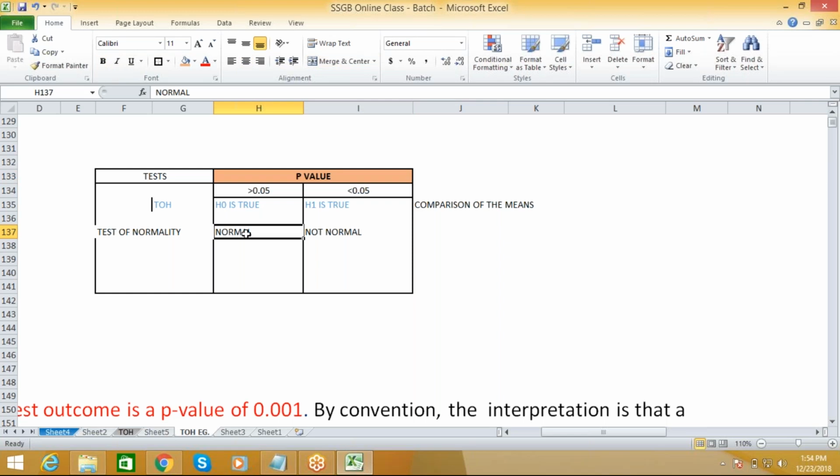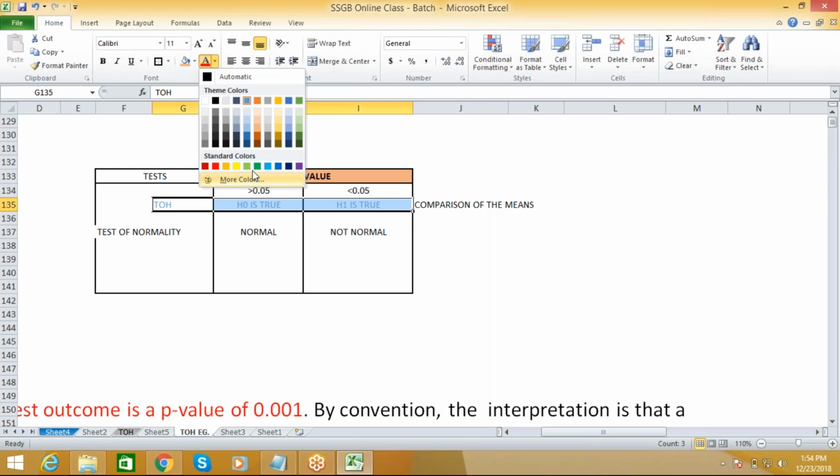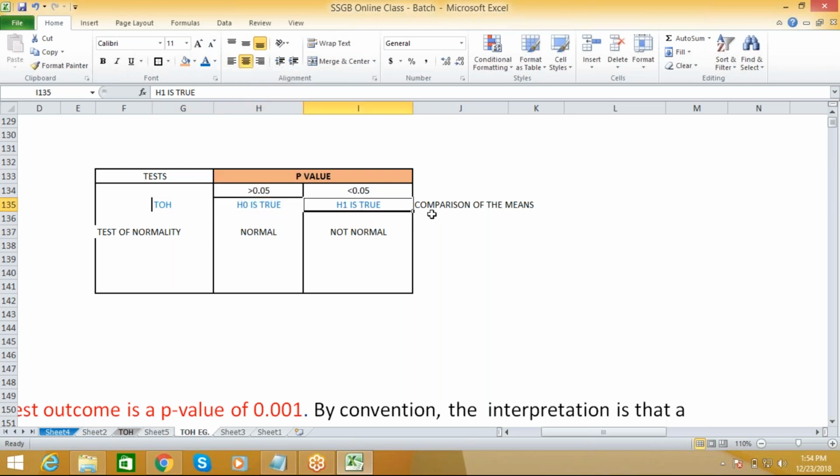So in case of the normality test, when do we say the data is normal? If your p-value is greater than 0.05, then we say it's normal. And if it's less than 0.05, then we say it's not normal. Same way in case of test of hypothesis, you know the conclusion. So maybe I'll just quickly show you how to do this. Anybody else who's aware of this normality test? Heard about it? It's just to check whether the data is following normal distribution or no.